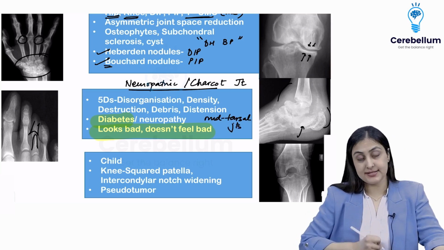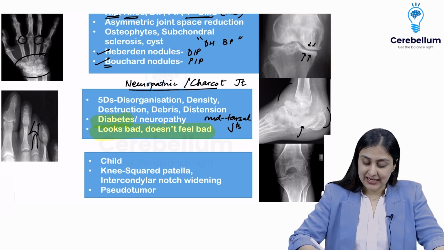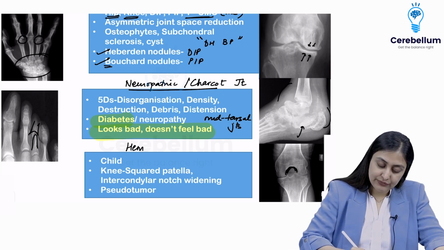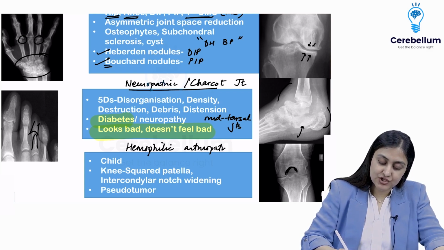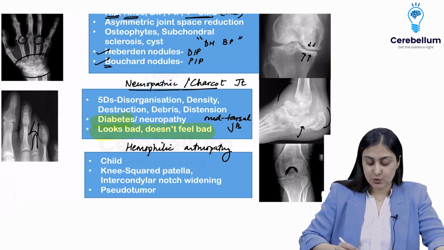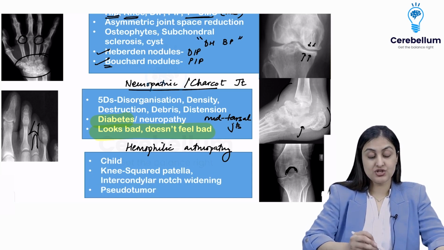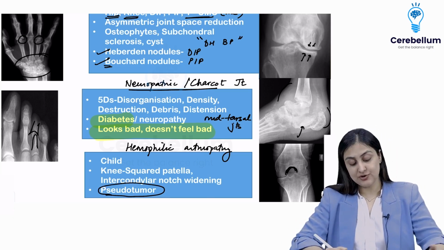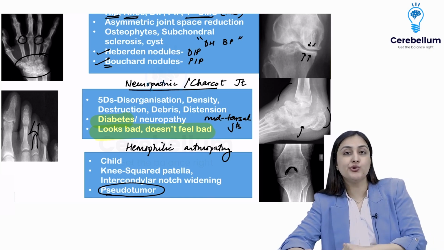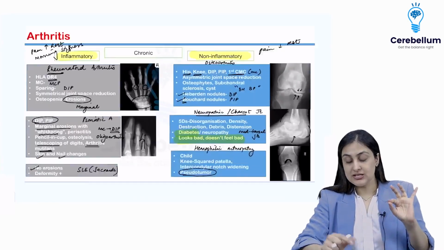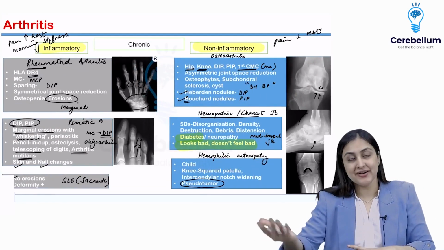Okay, if you have a child with this widened intercondylar notch, this is hemophilic arthropathy because of collection of blood, hemarthrosis. So in a child with squared patella or intercondylar notch, consider hemophilia. Boy would be given to you in the history because it is X-linked recessive, and you can also have pseudotumors in the soft tissue which are muscle hematomas. Alright, so this is how you approach arthritis in a nutshell.